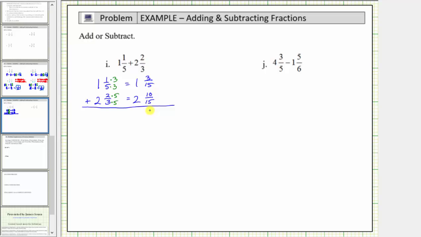Now that we have a common denominator, we can add the fractions as well as add the whole numbers. 3/15 plus 10/15 is equal to 13/15, and 1 plus 2 is equal to 3. Now once we find the sum using mixed numbers, we need to make sure the fraction part is in the correct form. First, it must be simplified. The fraction is simplified if the only common factor between the numerator and denominator is 1. Notice 13/15 is simplified because the only common factor between 13 and 15 is 1.